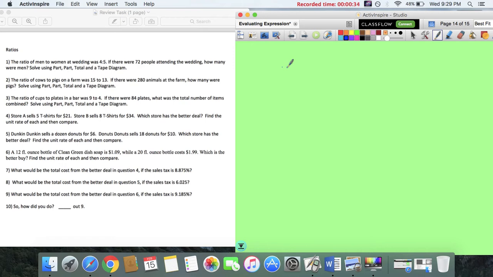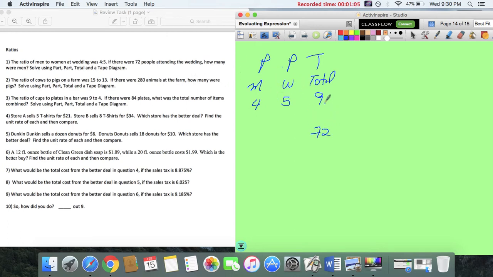Solving using part total and a tape diagram. So I am going to do it both ways. So let's see. We can do part total. The ratio that we have is 4, and I'll write men first, women, and that's my total, right? So 4 men, 5 women for a total of 9. That's my setup here. Now, if there's 72 people attending, where do I put it? 72, I would put it over here, right?